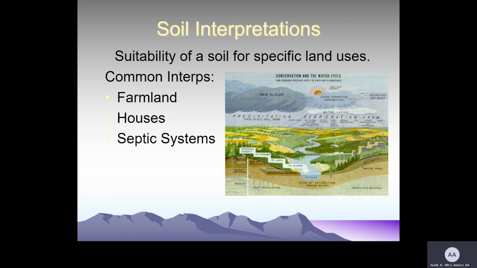And so, based on all that information that we have about soils, we can provide common interpretations for things like farmland. What soils make the best farmland? What soils are best suited for a house with a basement, for example? What soils are best suited for treating wastewater from individual homes? And by the way, a lot of homes in Massachusetts use on-site sewage disposal systems, quite a few.